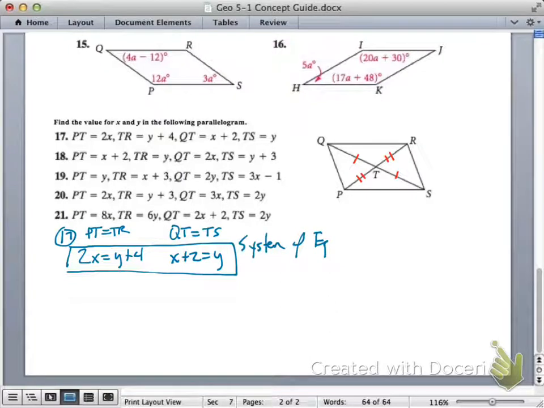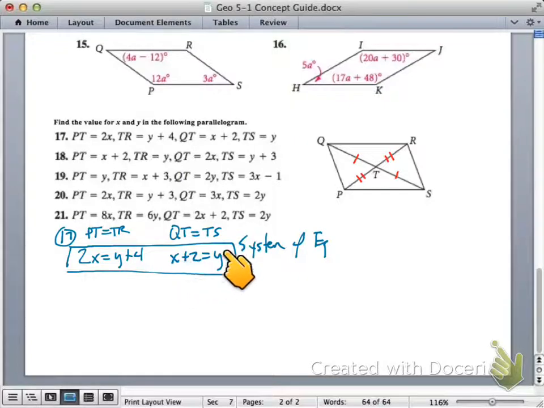Now, we have two equations with two variables each. This is called a system of equations. We've seen these before. We've solved for these before. You especially did it in Algebra 1. But what do we do with this? Well, we can either solve by using a process called elimination or by graphing, but here we're going to use substitution.